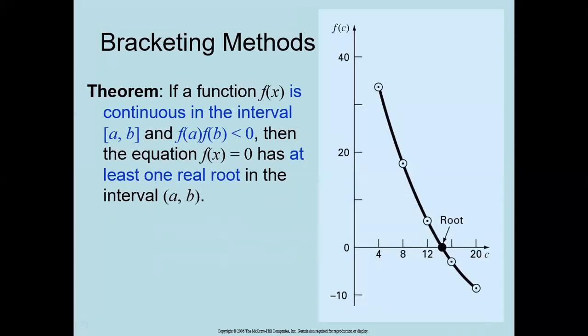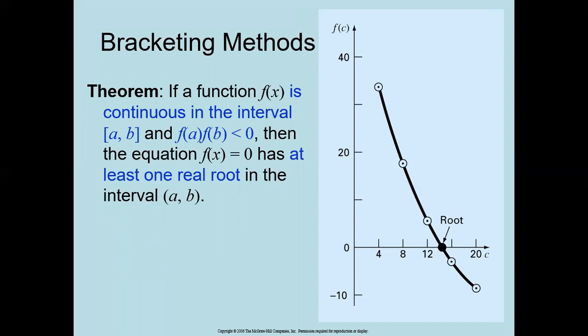So under the bracketing method, we have this theorem. If the function f(x) is continuous in the interval from a to b, and the product of f of a and f of b is less than 0, it means this is a negative number, then the equation f(x) equals 0 has at least one real root in the interval from a to b.